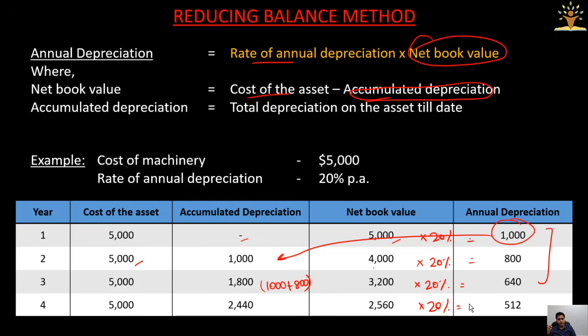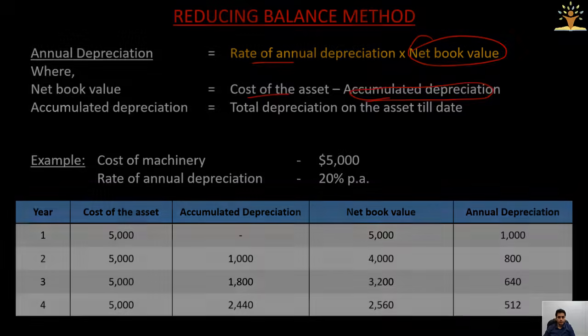So this, if you see, the annual depreciation is reducing year after year: 1,000, 800, 640, 512. This is an important feature of reducing balance method. Depreciation keeps on reducing every year. Okay. Now, we've seen a very simple example on how to calculate straight line and reducing balance method. We'll look at some more examples a little later.